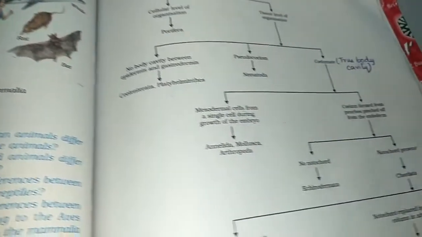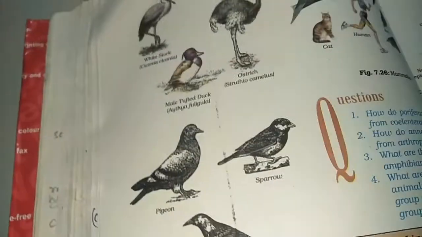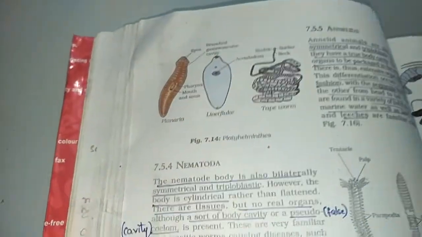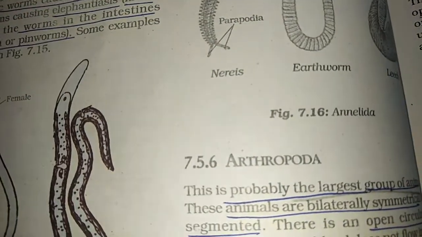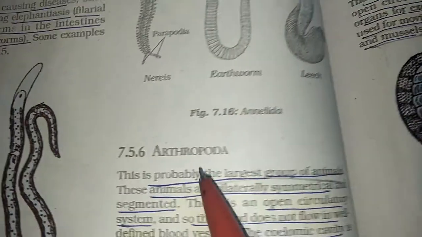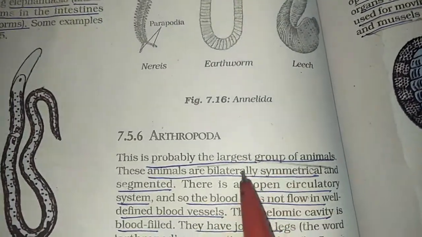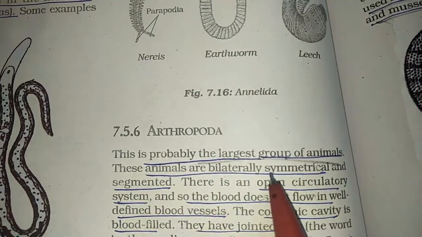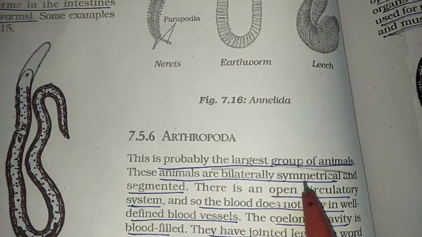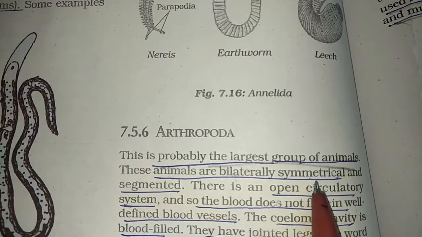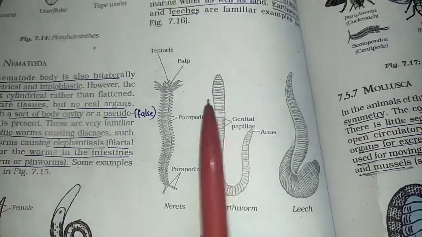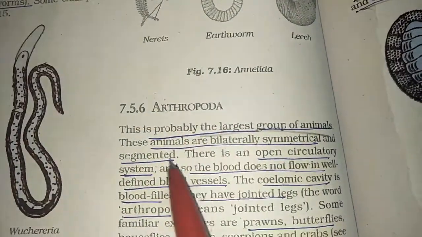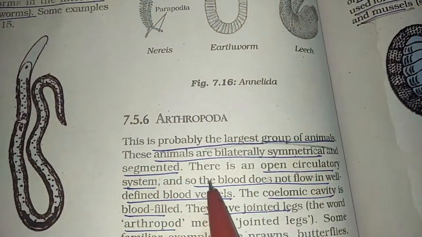So we'll quickly go back to page number 90. We go to arthropoda. This is the largest group of animals. Animals are bilaterally symmetrical. From now you should all know what bilaterally symmetrical animals are, and they are segmented. We have seen in Annelida animals are segmented. Similarly, in arthropoda also animals are segmented.